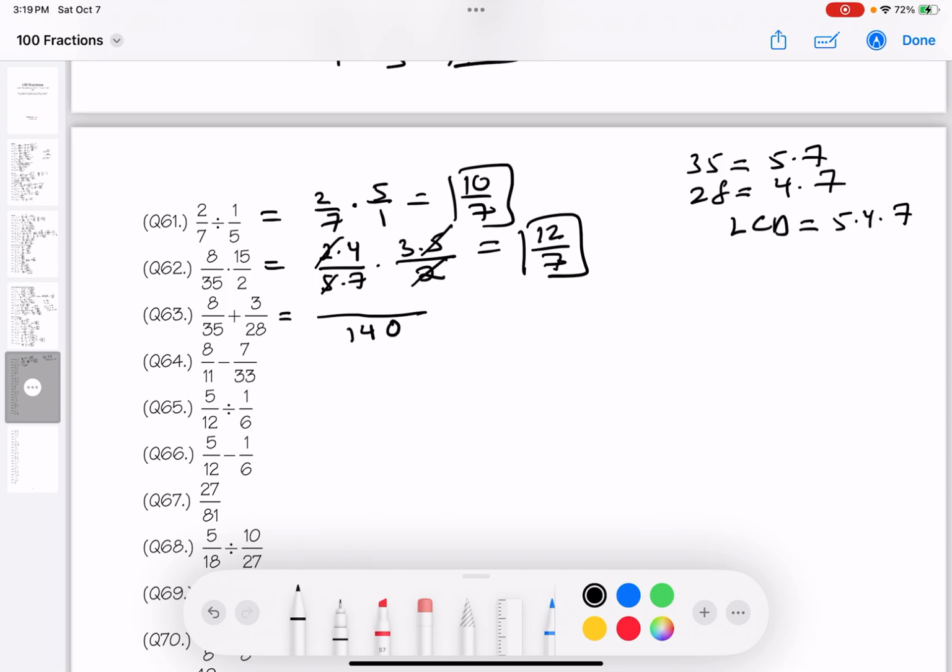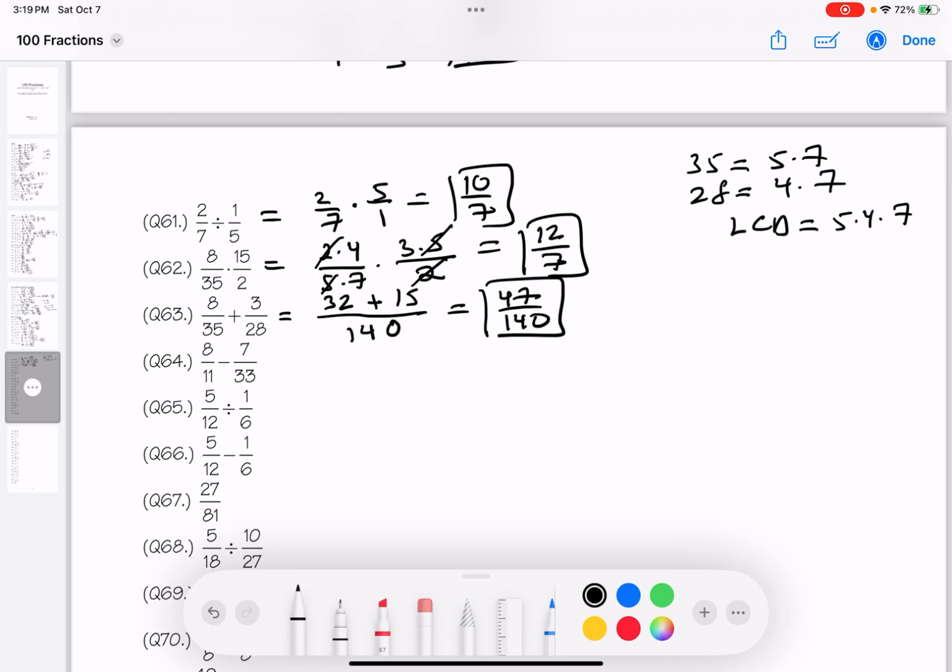35 times what's 140? Well, that would be 4, and 4 times 8 is 32. Plus, well, 28 times what number? That's 5, because 5 times 28 is 140. So you get 15, because 5 times 3 is 15. What do you get over there? 47 over 140.